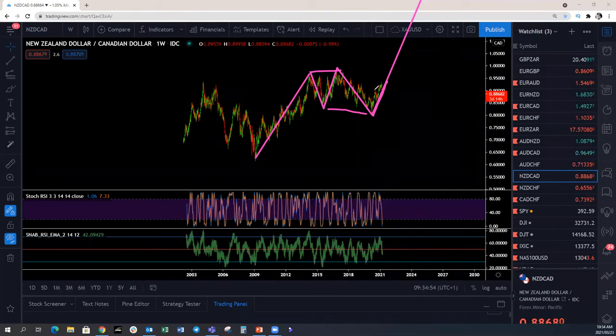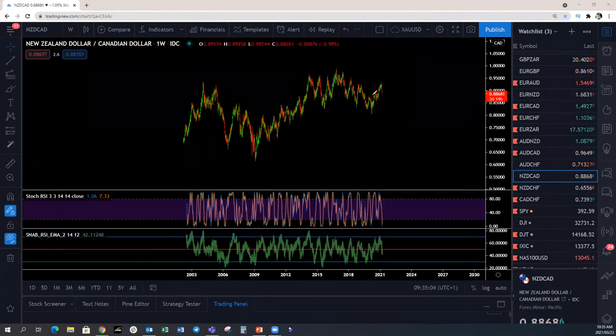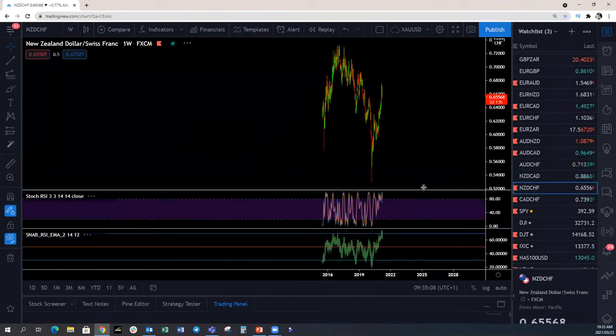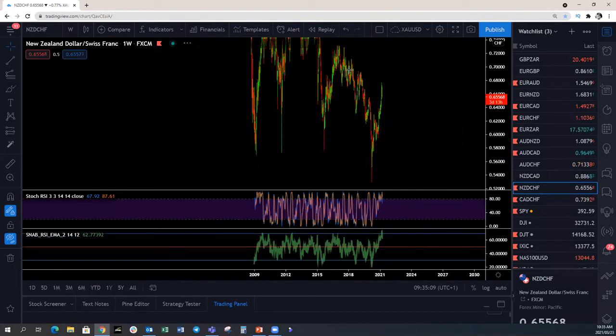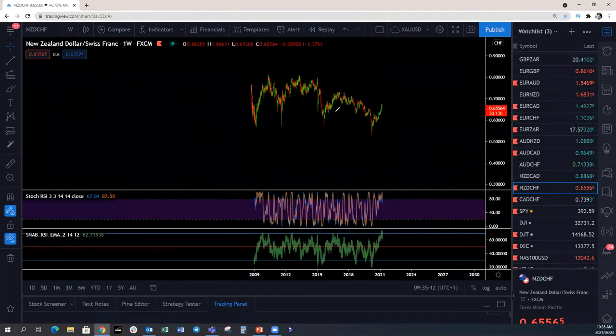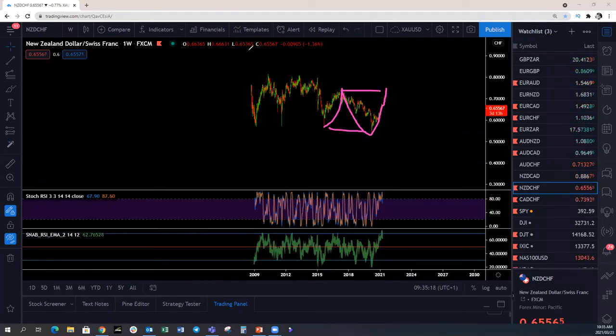We've got this move to the upside on the weekly, so we are getting a pullback here. That pullback does not mean a reversal, so we may still just be getting this structure to the upside. So let's keep an eye on New Zealand Chief. We still want to get to around these levels.